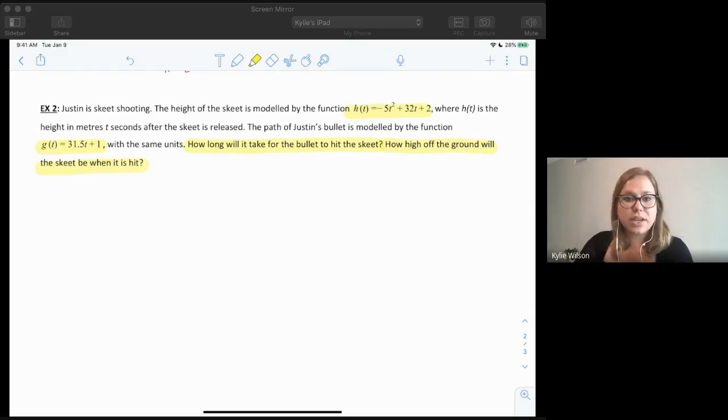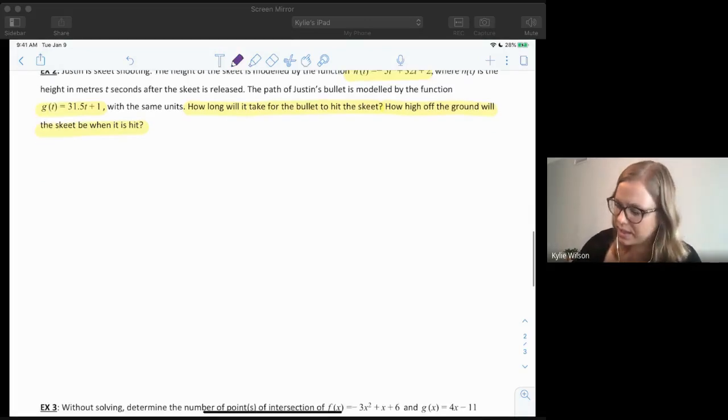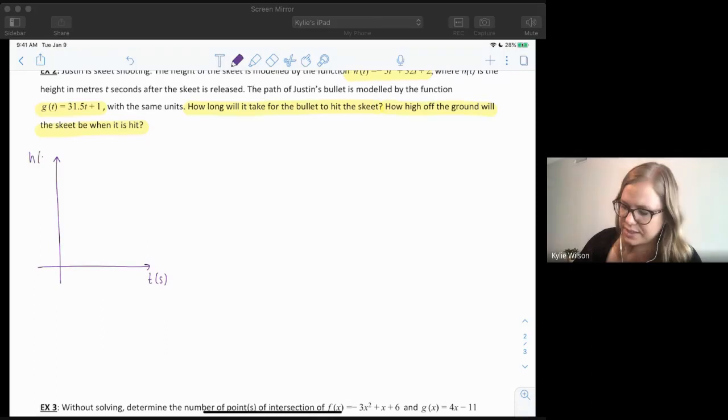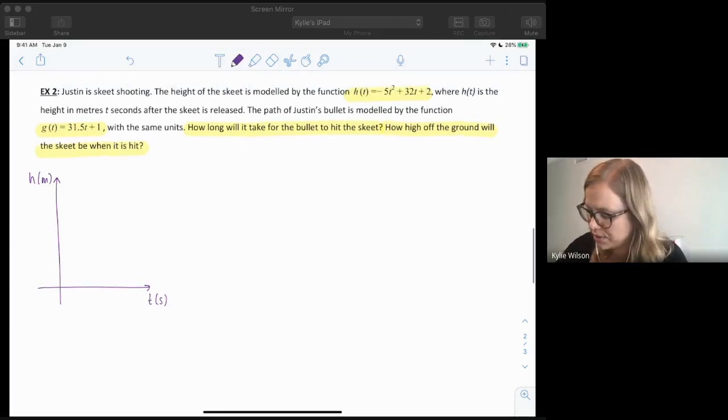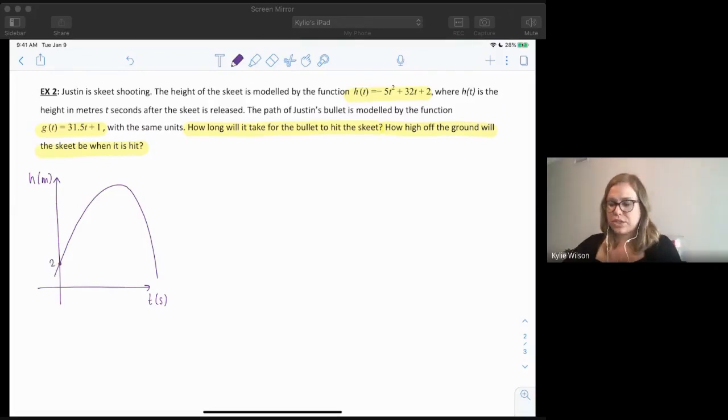So I'm going to start by drawing a little bit of a diagram here to help us visualize this. So here's our little Cartesian plane. We have our time in seconds on the bottom and our height in meters on our y-axis. And we have our skeet that is going through the air like this with our y-intercept at 2. So it's flying through the air, goes up and then goes down.